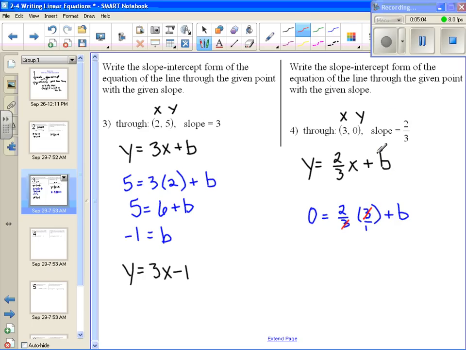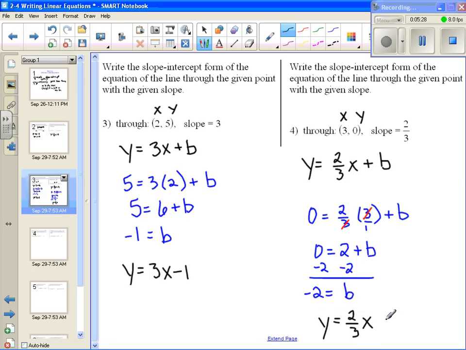These fractions cancel, and we're left with 0 equals 2 plus b. I subtract 2 on each side, and we get b equals -2. And then remember to go back to your equation. So we have y equals 2/3 x plus, or we can just say -2, because it would be plus a -2. That's how you write an equation of a line if you know the slope and a point that it passes through.